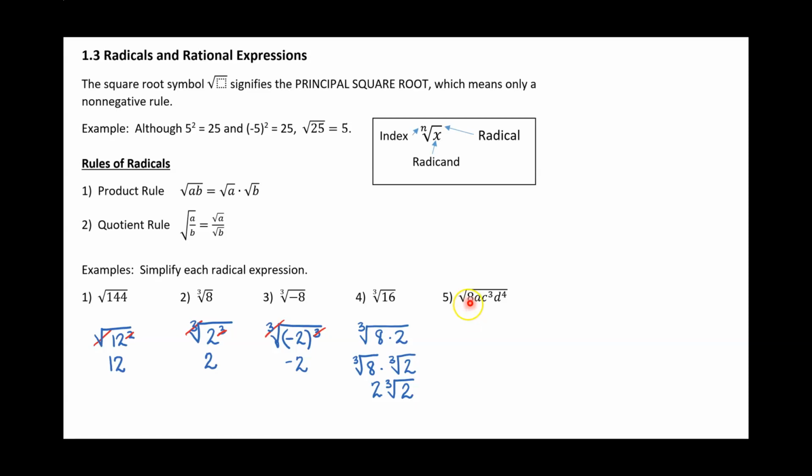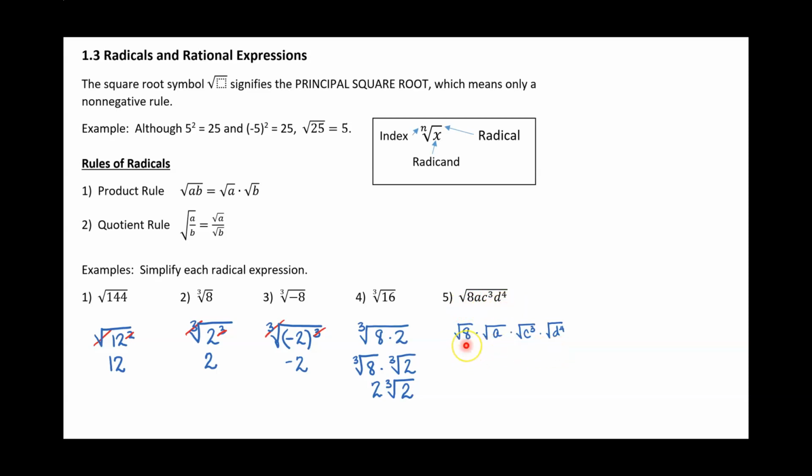For this next one, I have several things that are being multiplied. So let's use our product rule again, and let's break this up into separate pieces so it's a little bit easier to work with. So I'm going to take each one of these and write them as a separate radical.